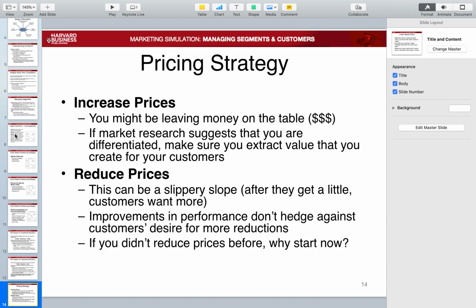Now, reducing prices. Again, if you reduce prices, they want more reduction. It's kind of a behavioral thing, right? If they see you discounting, they expect you to discount more. So just because you reduce prices and then improve quality doesn't mean that they respect the improved quality. It means they really like the reduced pricing. So pricing plays a really important role. It's kind of fun.